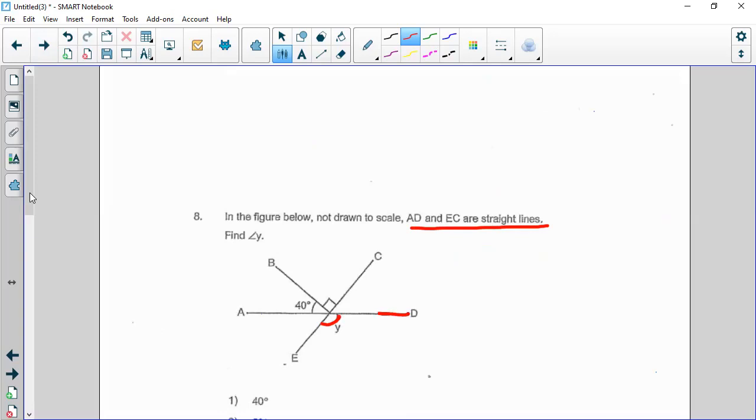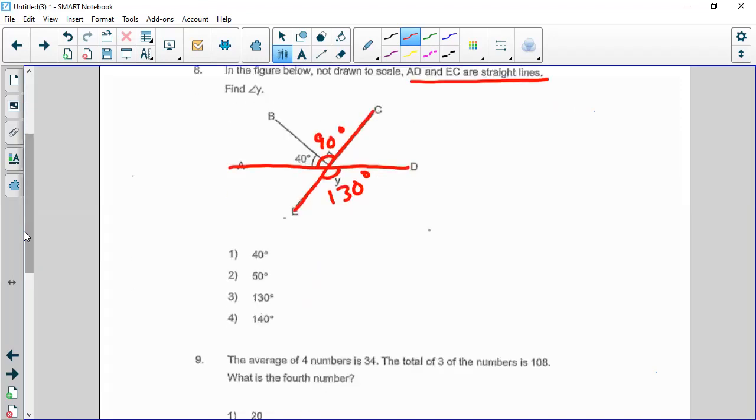If you look carefully, there's a straight line here, and then your EC is also another straight line. So once you see there's an X, then your angle Y is the same as these 2 angles added together, which is 90, a right angle, plus another 40. So 90 plus 40, angle Y is 130 degrees. So lesson here: when you see 2 straight lines, look for X. There could be an X somewhere. Okay, Alistair, you understand, right?